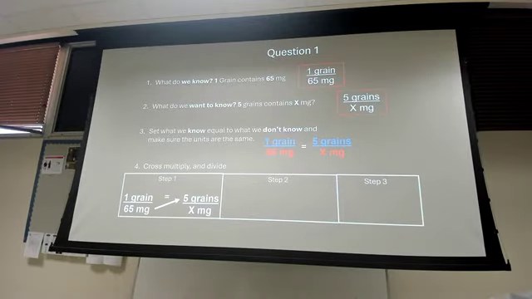And then we'll cross multiply. So the 65 milligrams times the 5 grains will equal the 1 grain. So I haven't put it over yet, but it'll be 65 times 5 equals the 325 milligrams times grains over X. You multiply by X on both sides, divide by the 1 grain to cancel out the units, and you will be left with 325 milligrams.